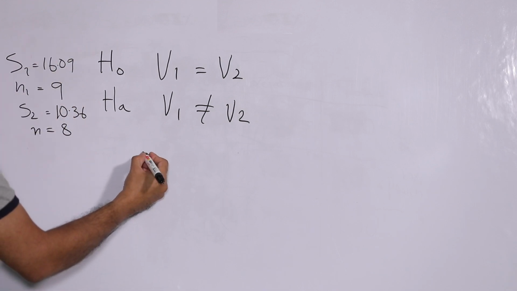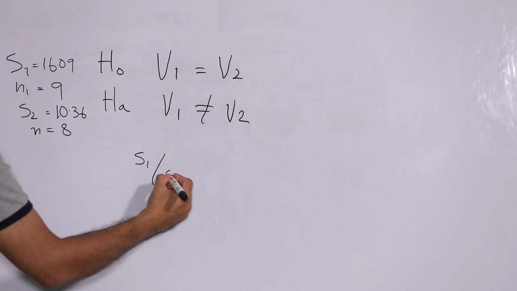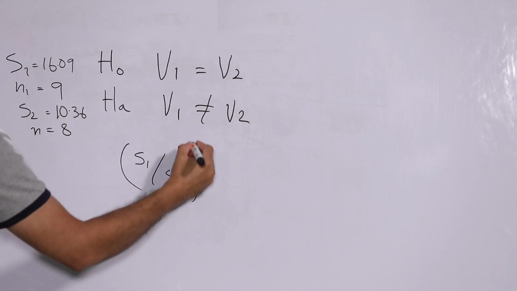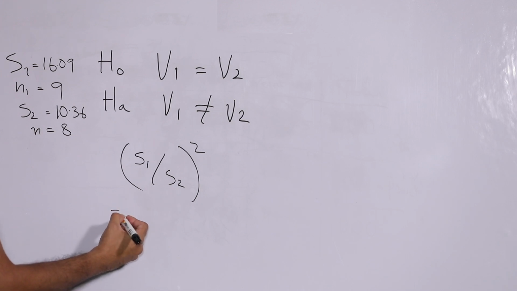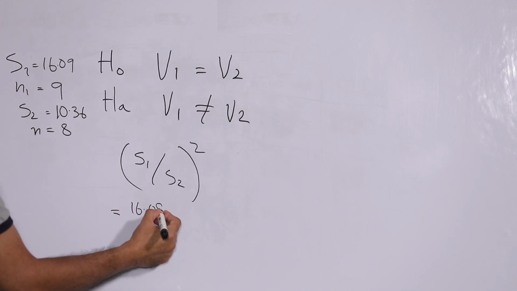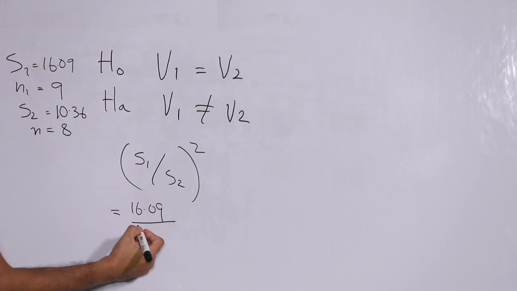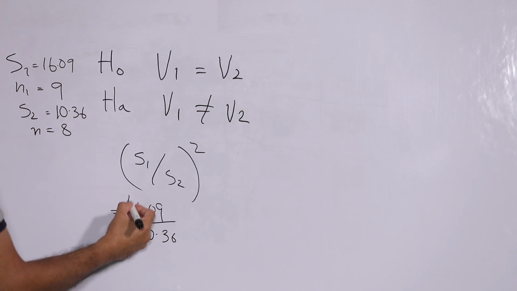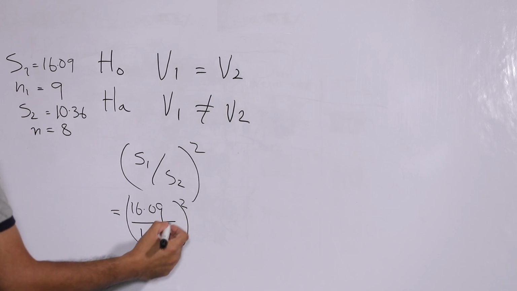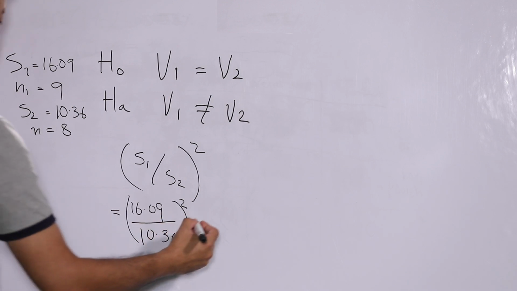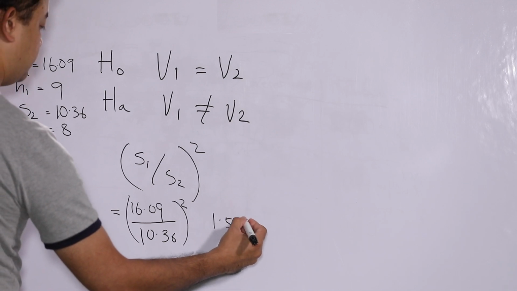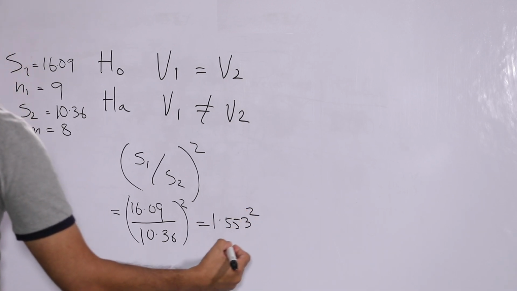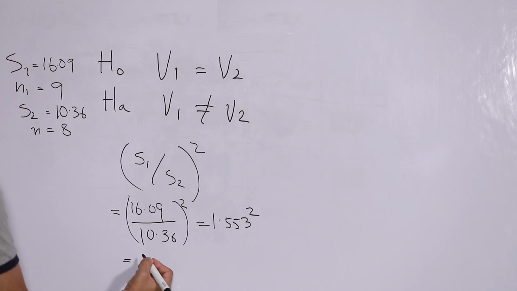So the F ratio is very simple, it is basically S1 divided by S2, squared. So that means it is 16.09, that is our S1, divided by 10.36, that is our S2, and you have to square it. So basically that means it is 1.553 squared. So the answer here is basically 2.41. So this is our F ratio, 2.41.